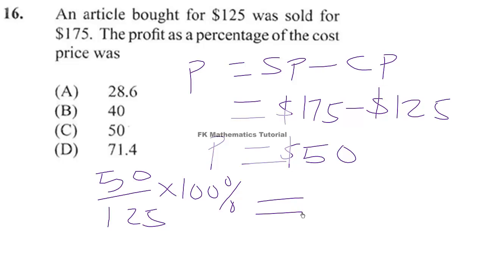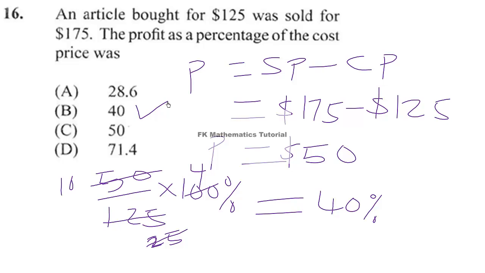So let's go. How do we do this? 5 goes here, 5 goes here 10 times, and 5 goes here 25 times. Now 25 can go into 100 4 times. So 4 times 10 will be 40%. So the correct answer is B.